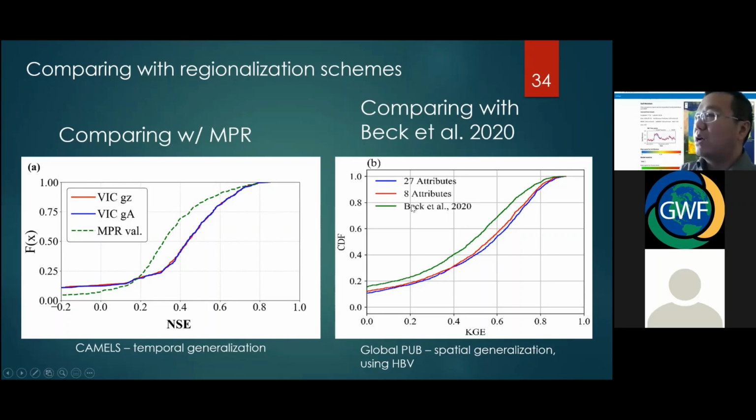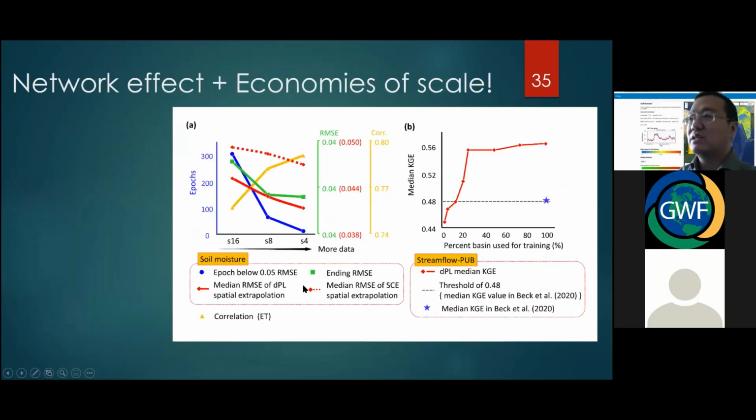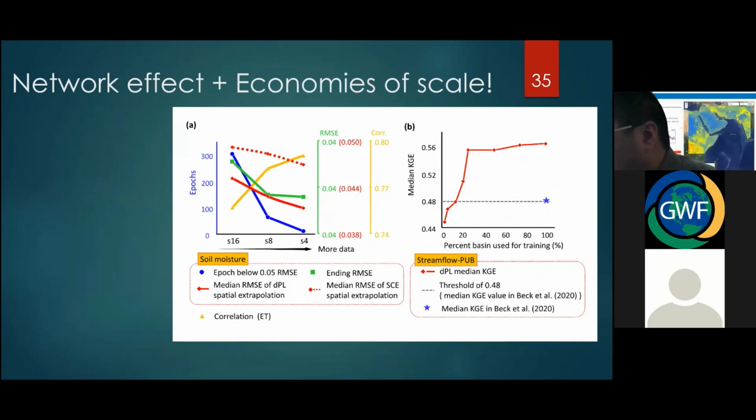And we also compared our scheme for a global headwater data set. And this is actually spatial extrapolation. This is a prediction on ungauged basins. So Beck et al. 2020 got an NSE of around 0.46, which is already pretty good. But we can go to 0.58. And this is before you do even routing, anything like that. So this scheme has beaten the regionalization schemes. I can say that.